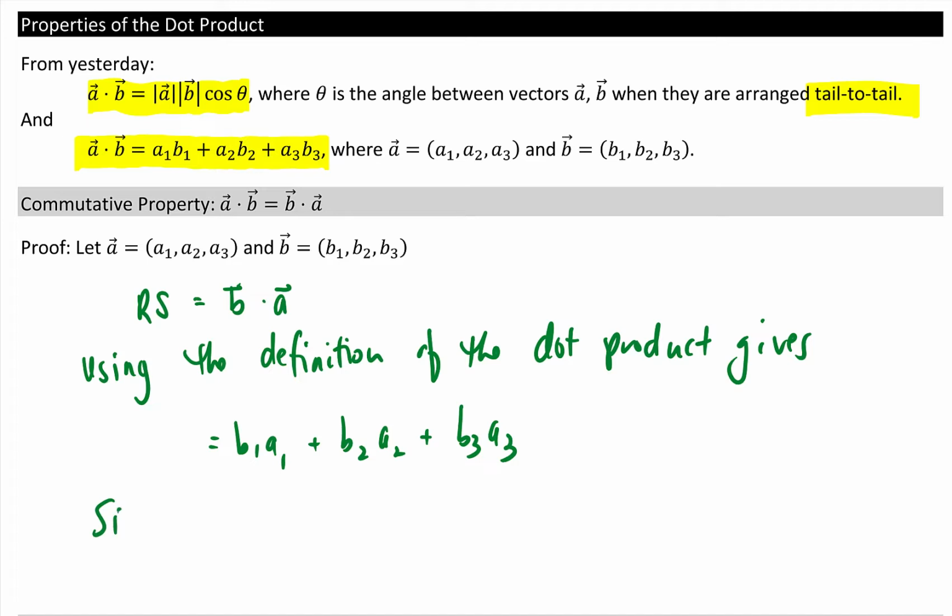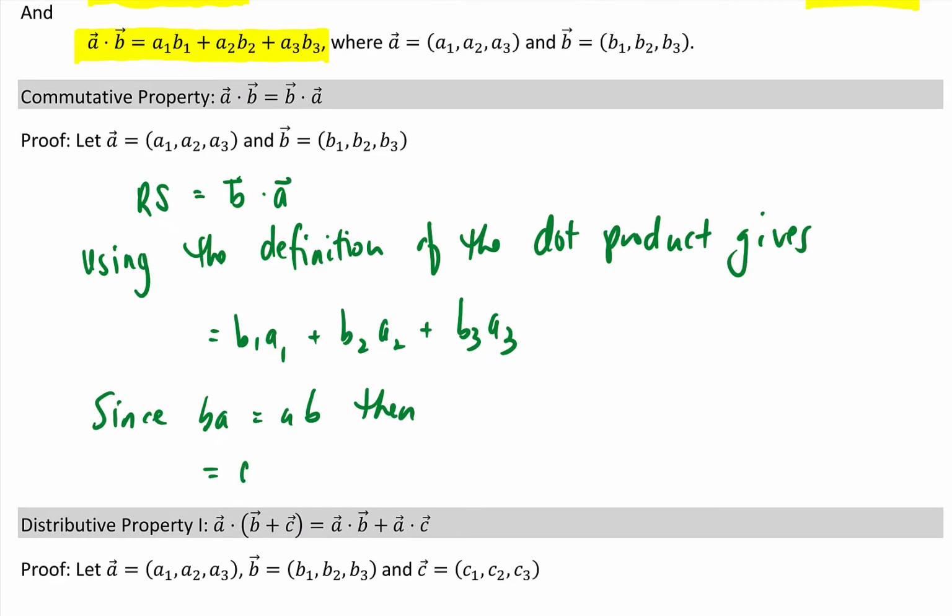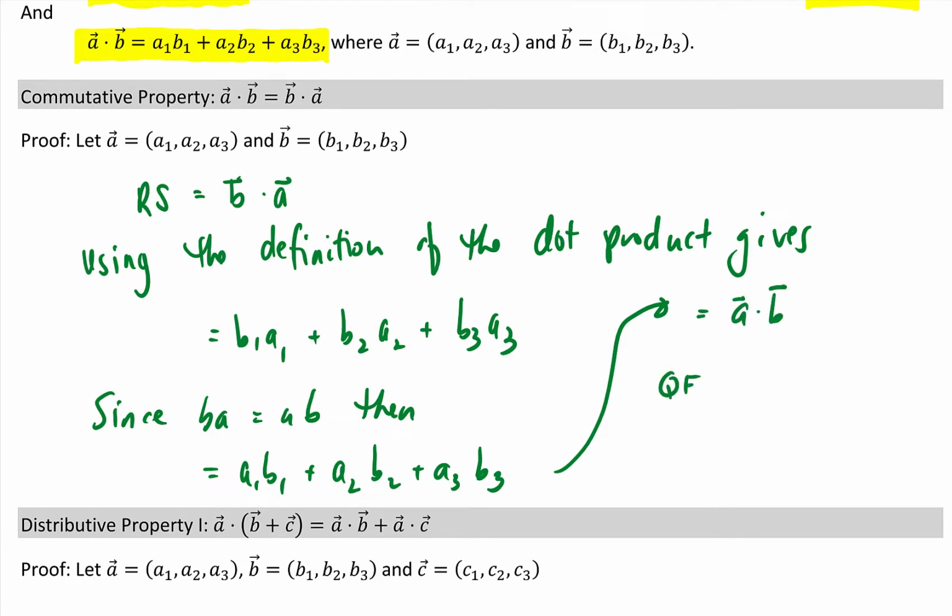And since A times B is the same as B times A, we end up with A1B1 plus A2B2 plus A3B3, which you note is the dot product A dot B. And we've proven that the left side is equal to the right side. So the commutative property holds for the dot product.